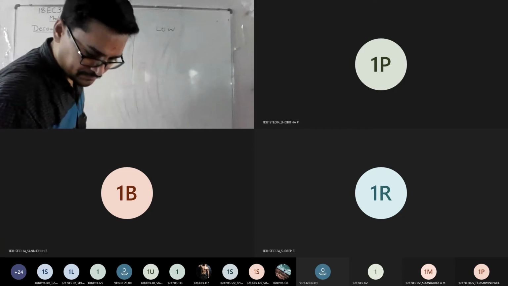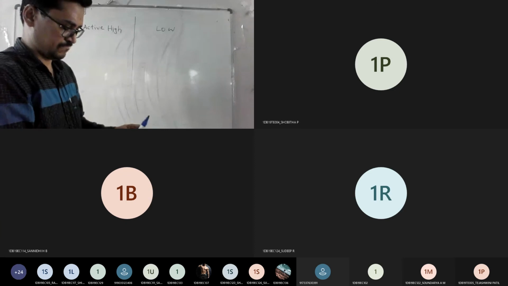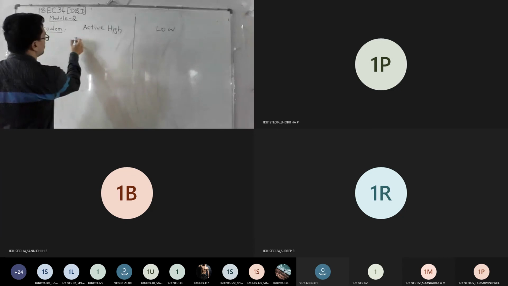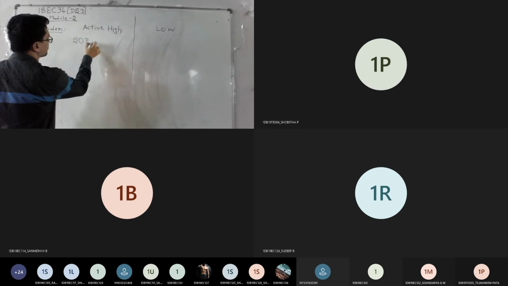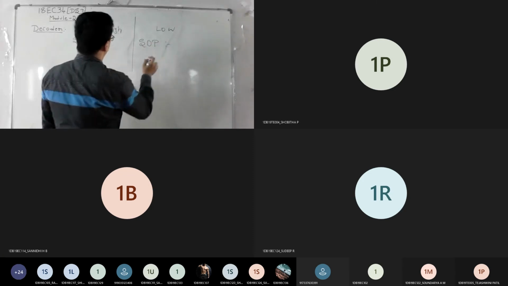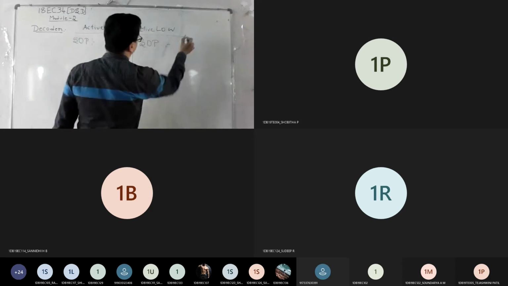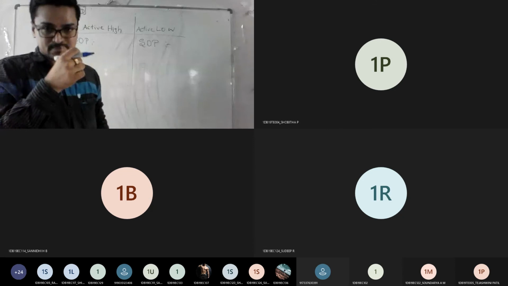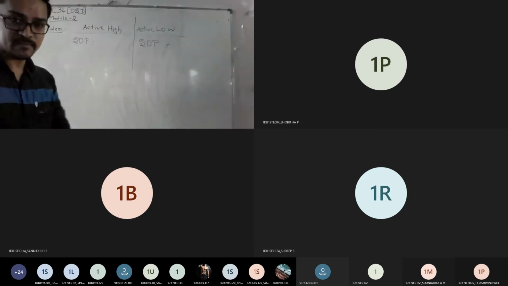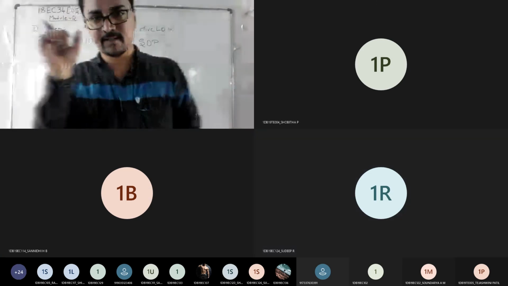In this, you'll be learning about SOP. Similarly, here also SOP. So you will compare both active low and active high, so that it will be helpful for you to remember the things. Listen carefully. What I have written, is it visible here? Okay, fine.